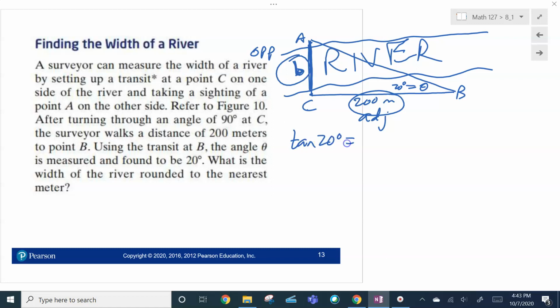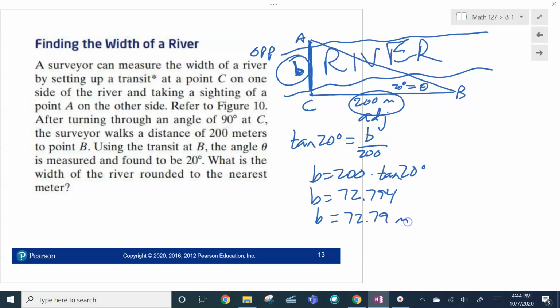is the tangent. Tangent of 20 degrees equals the opposite side over the adjacent side, 200 meters. Now we just multiply both sides by 200, so we've got b equaling 200 times the tangent of 20 degrees. Now you have to be in degrees. When you punch this in, you'll get 72.794, and rounded to the nearest meter that would be 73 meters.